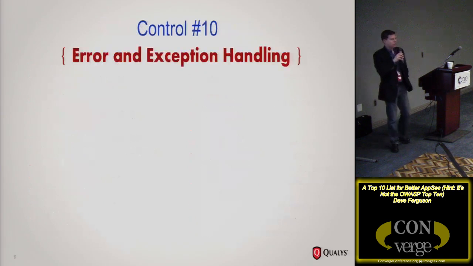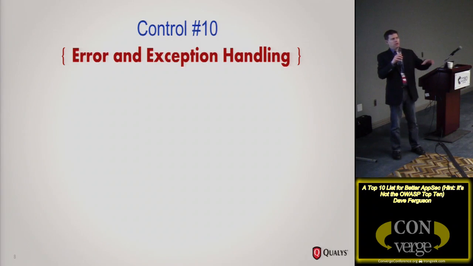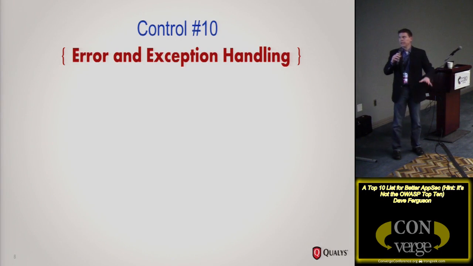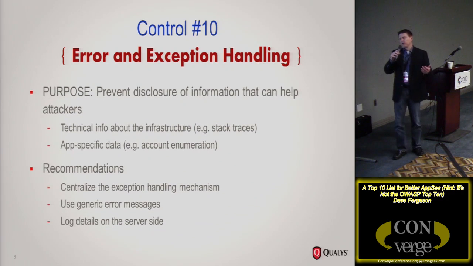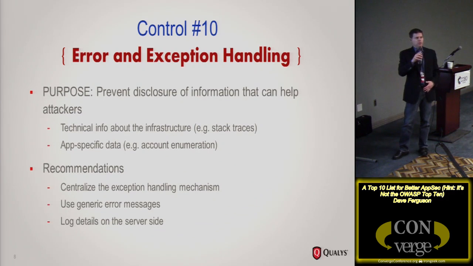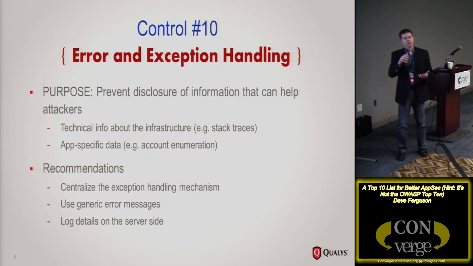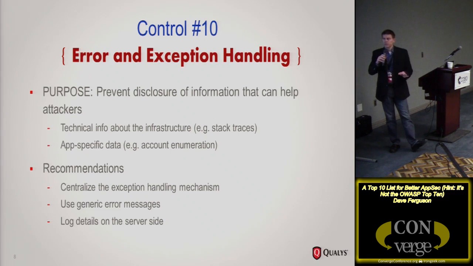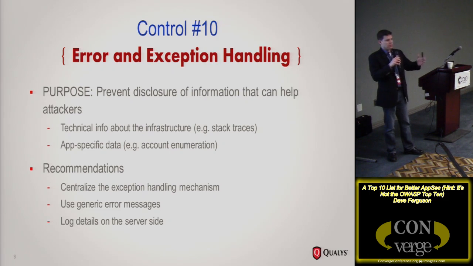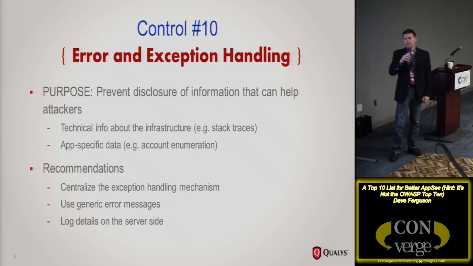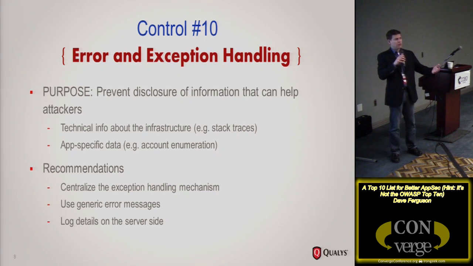All right, so let's dive into the proactive controls. I'm going to go in reverse order here. So we're going to start with control number 10, which is error and exception handling. So what's the purpose behind this? Well, it's probably pretty obvious, but it's to prevent disclosure of any kind of technical information that could help attackers. And it doesn't necessarily have to be technical information about infrastructure. Although things like stack traces being returned to the user in a browser, that's very helpful to know what software is running on the server, and maybe you can attack it.